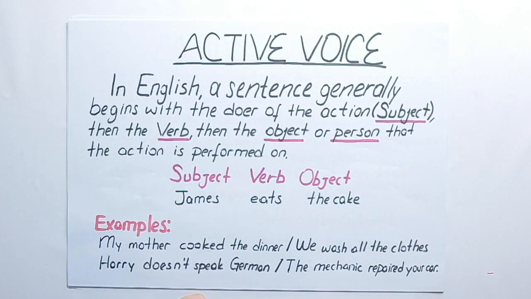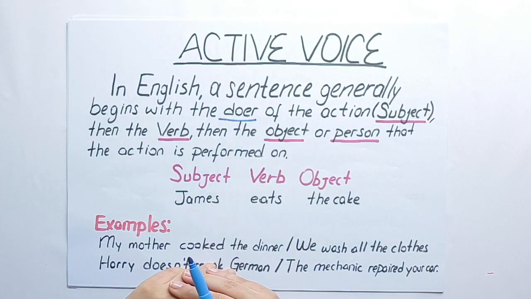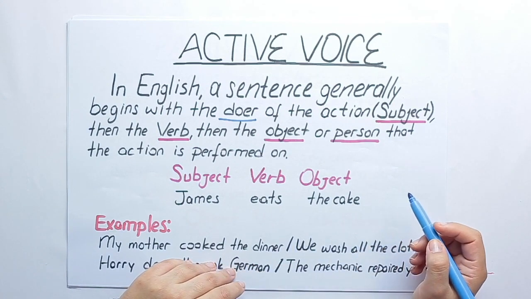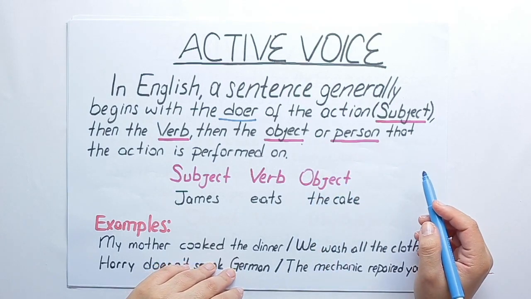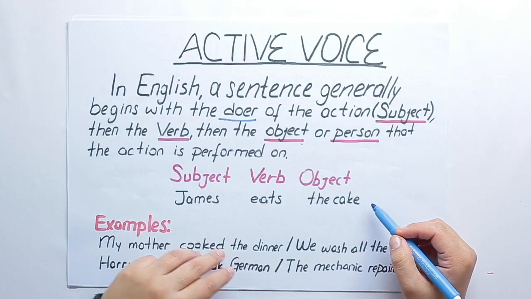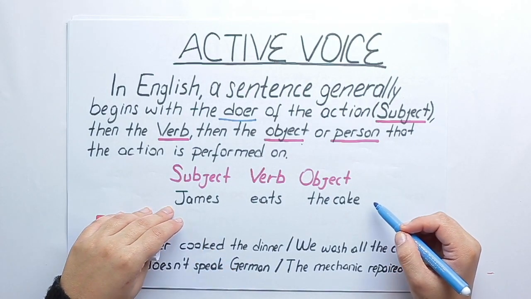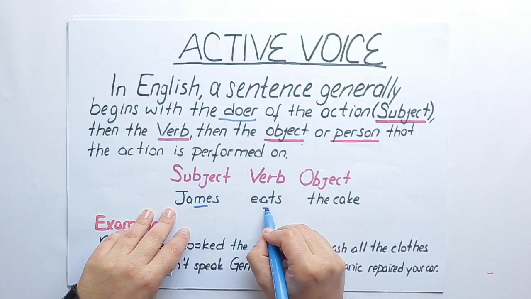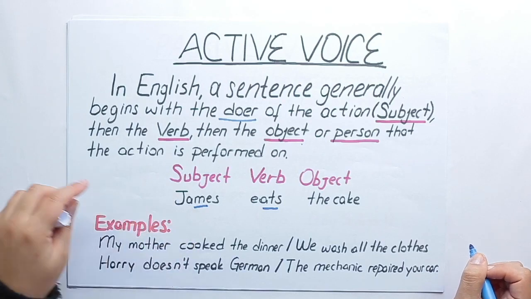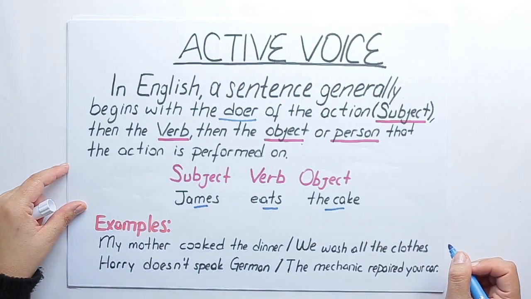In English, a sentence generally begins with the doer, which is the subject of the action. Then the verb, then the object or person that the action is performed on. This is our sentence, and when we look at our sentence, James is our subject, eats is our verb, the cake is our object. Let's look at other examples.